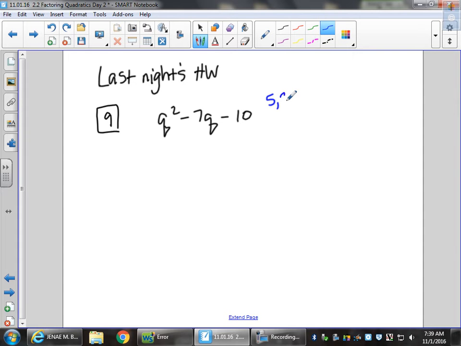5 and 2. Now, because this C term is negative, what does one of these have to be? One of these has to be negative. So if 5 is negative, what is their sum when I add them together? Negative 3. If I made the 2 negative, positive 3. Anywhere near a negative 7? No. And my other option would be 1 and 10, which is nowhere near 7. So not factorable.